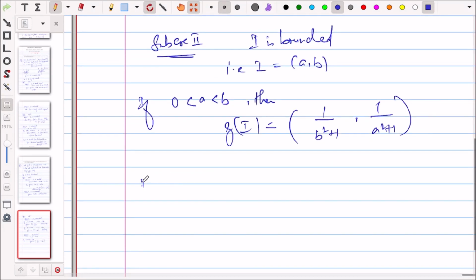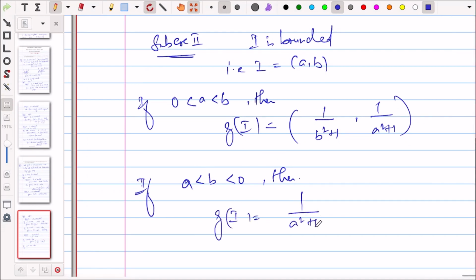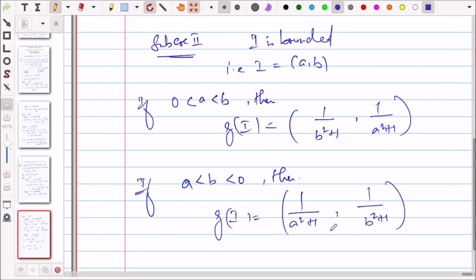Now if a is less than b less than 0, then when you are on the negative side, the absolute value of a is increasing, that means a square is greater than b square. So again g of I will be equal to 1 by a square plus 1 to 1 by b square plus 1, because a square is greater than b square, so this will be smaller. So we have this interval, which is again open.